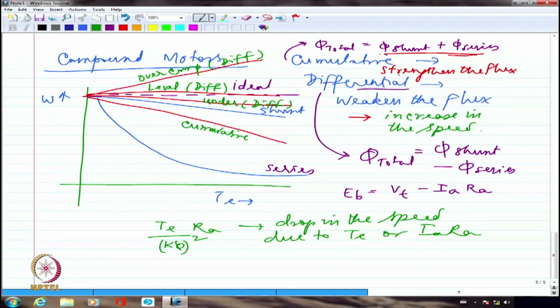So this is an important difference between the compound machines when they are operated as motors and when they are operated as generators. This is a very, very important difference. So if I am talking about a level compounded generator, it is cumulatively compounded. If I am talking about a flat or level compounded motor, it is a differentially compounded DC motor. Right? So much for the compound motors.